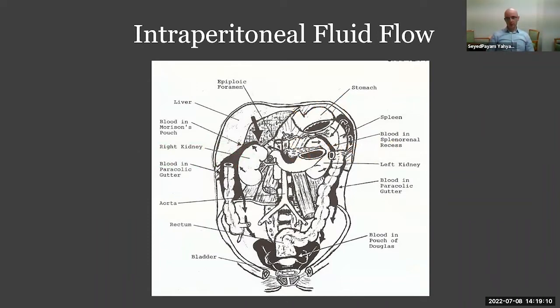So the whole idea for picking up the intraperitoneal fluid is that there are some dependent areas when the patient is supine, and trauma patients are almost exclusively supine, which are Morrison's pouch, the perisplenic area, the pelvis, and the paracolic gutters. And that's where we are looking with the ultrasound in the FAST.